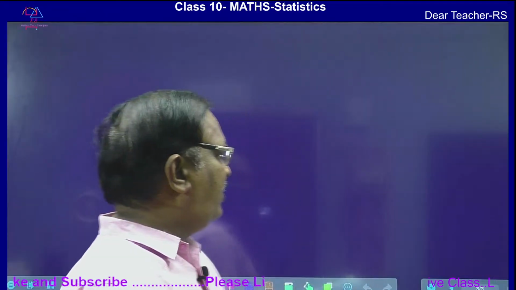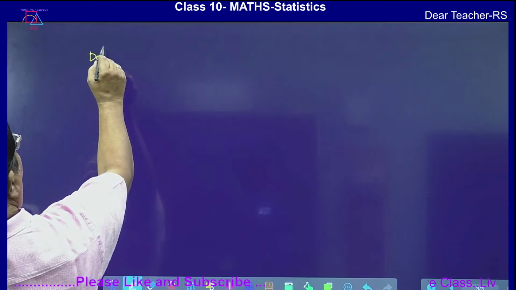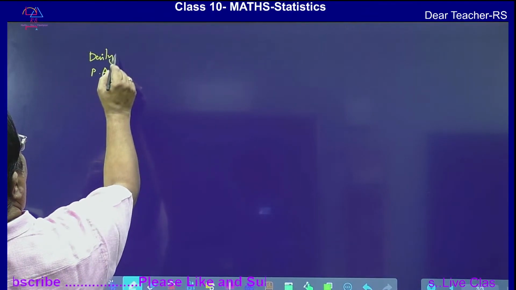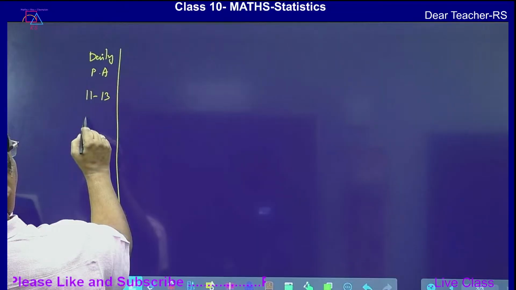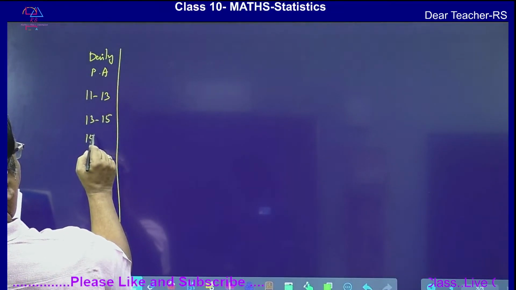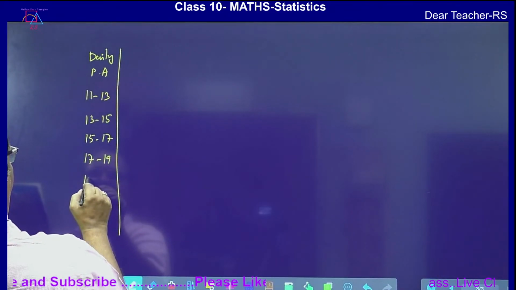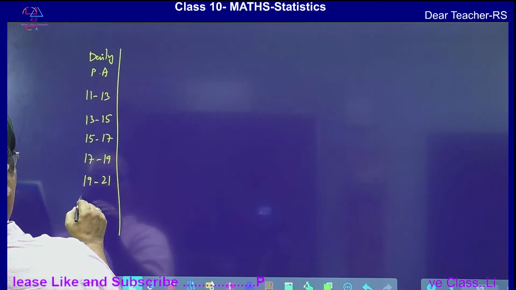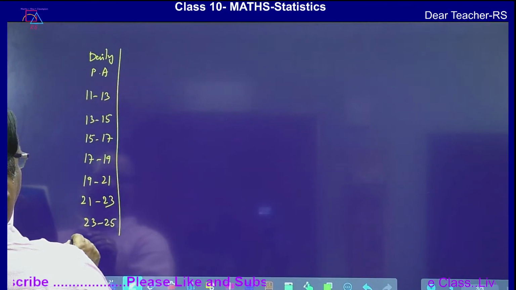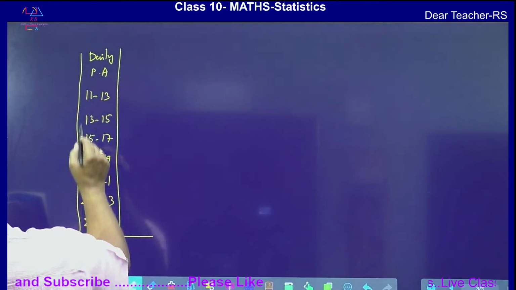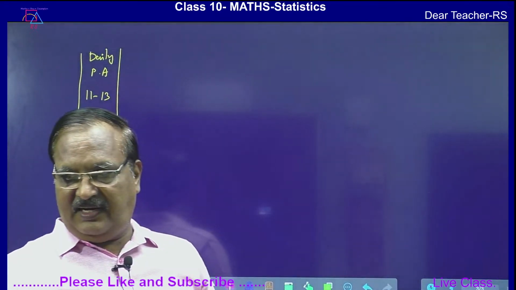So let me draw the table. Daily pocket allowance: 11 to 13, 13 to 15, 15 to 17, 17 to 19, 19 to 21, 21 to 23, 23 to 25. So 2 is the height of the class. 11 plus 2 is 13, 13 plus 2 is 15. 2 is the height of the class or size of the class.